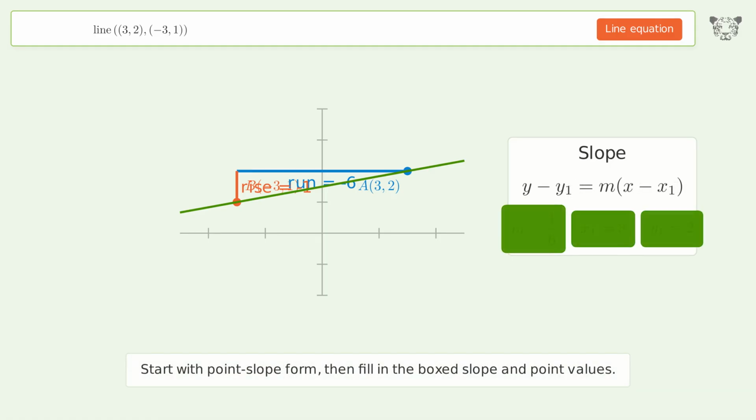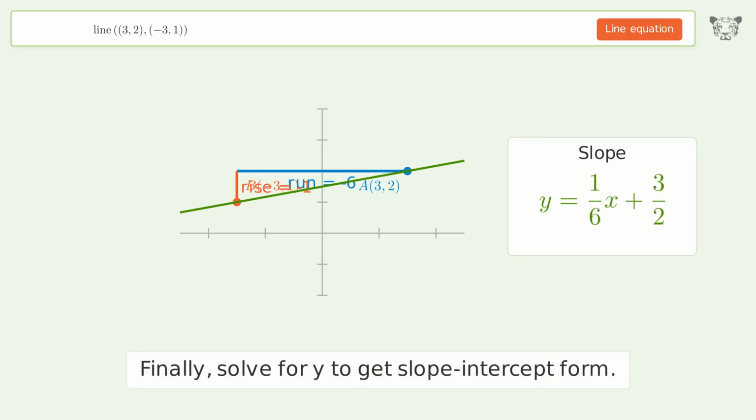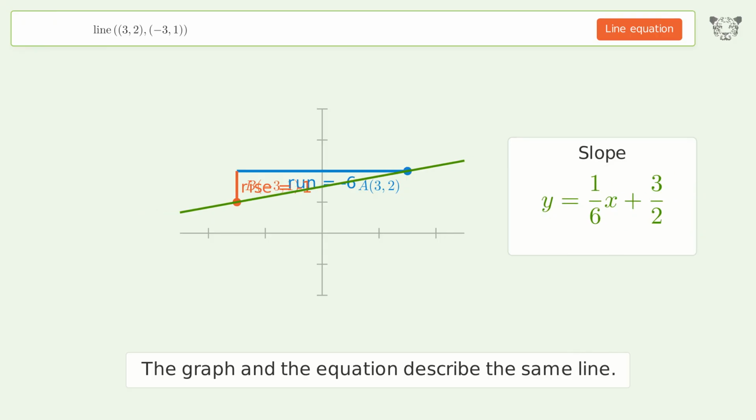Start with point slope form, y minus y1 equals m times x minus x1. Then fill in the boxed values, slope is 1 over 6, x1 is 3, and y1 is 2. That gives the specific point slope equation for this line. Finally, solve for y to get slope intercept form. The graph and the equation describe the same line.